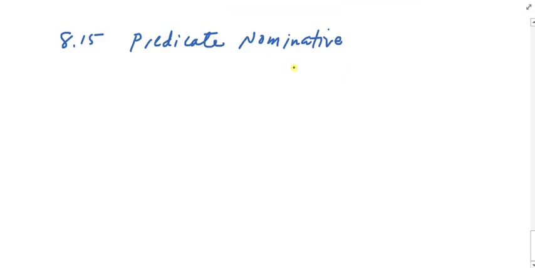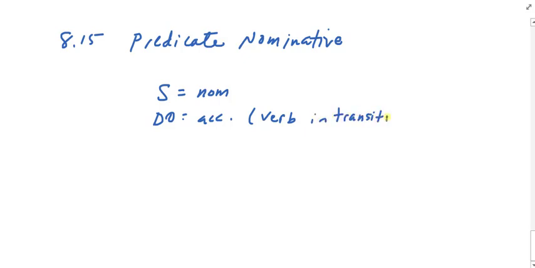In 8.15, Mounce deals with something called the predicate nominative. You know that the subject of a clause will be in what case? It'll be in the nominative case, right? Direct object will be in the accusative case. That will happen if the verb is transitive. What does transitive mean? Not so much with motion. It means that the verb takes a direct object.